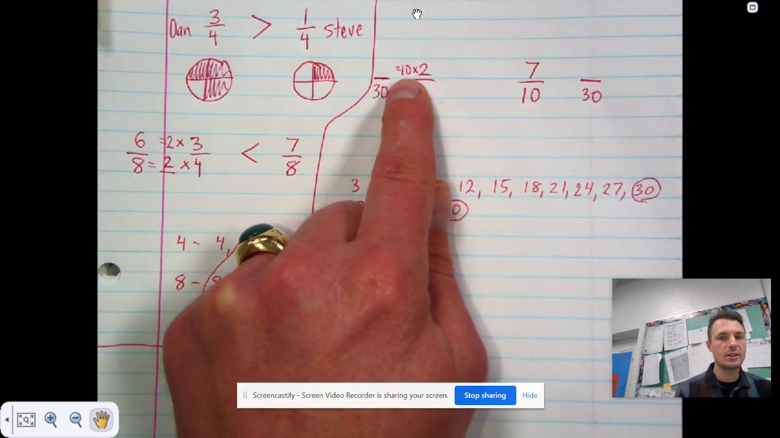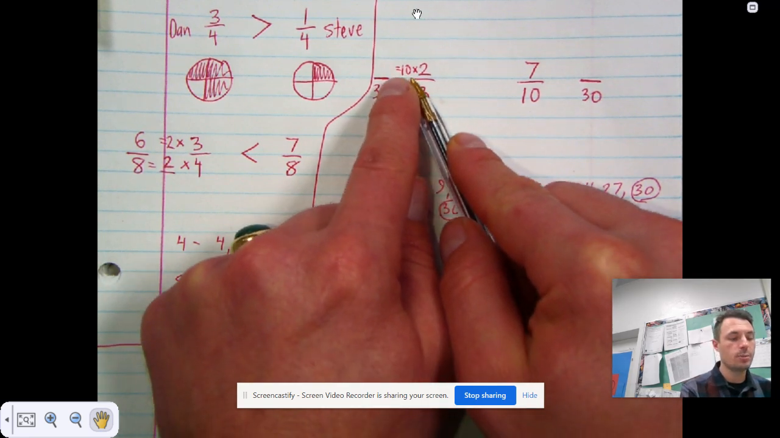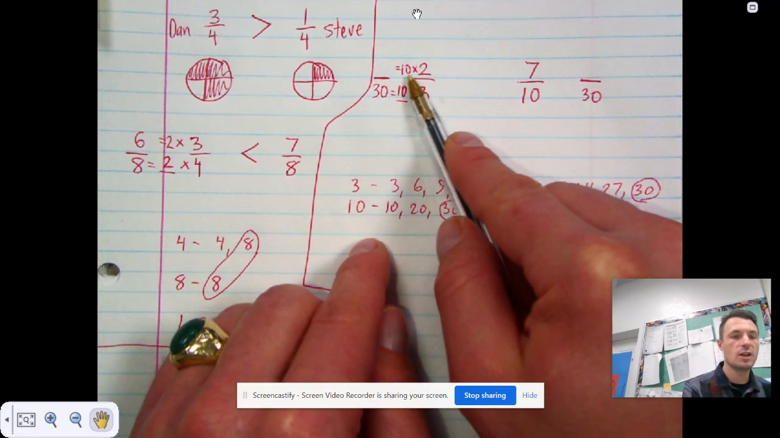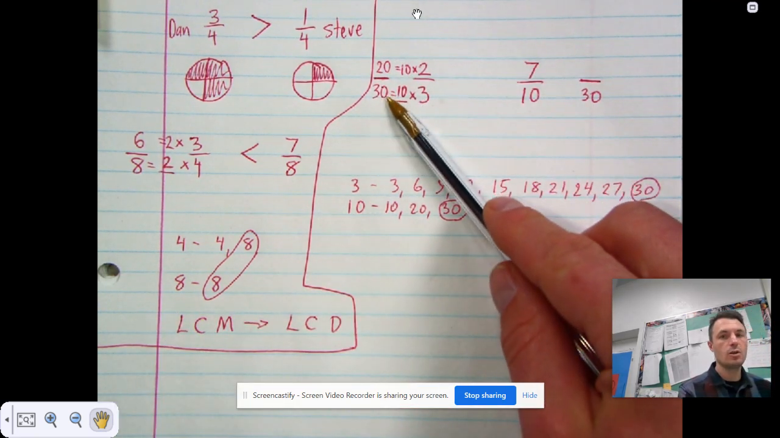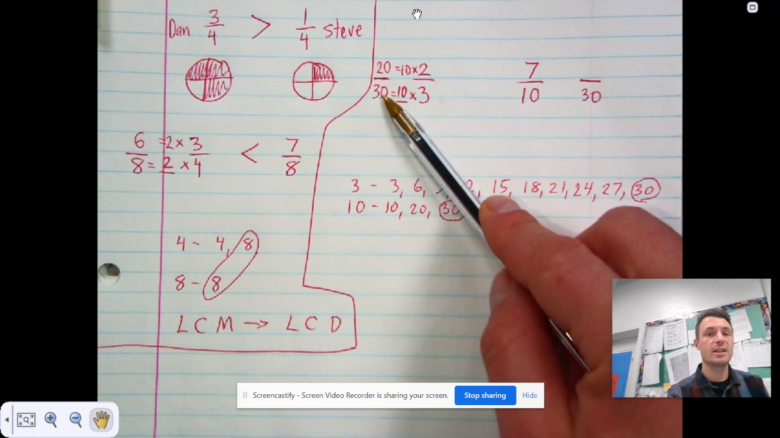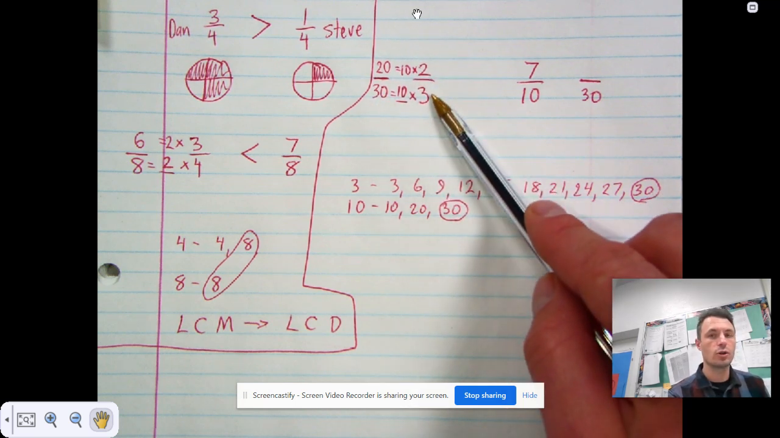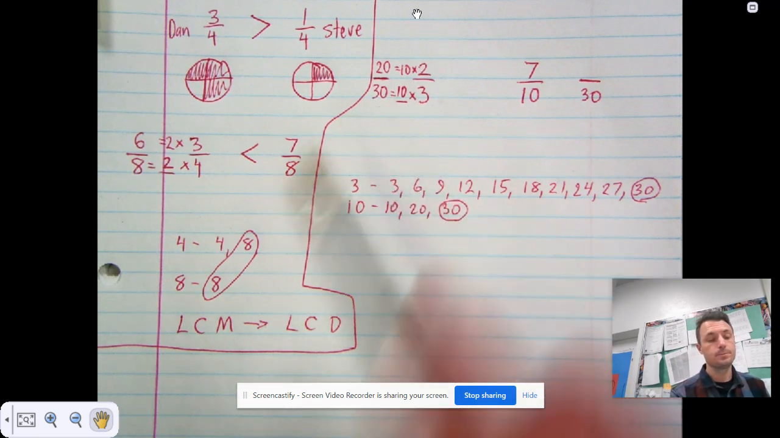And 2 times 10, we multiplied 10 by the denominator, so we also have to multiply 10 by the numerator. 2 times 10 is 20. So now we have 20 over 30, 20 30ths. And 20 30ths is an equivalent fraction to 2/3, but it has 30 as a denominator.